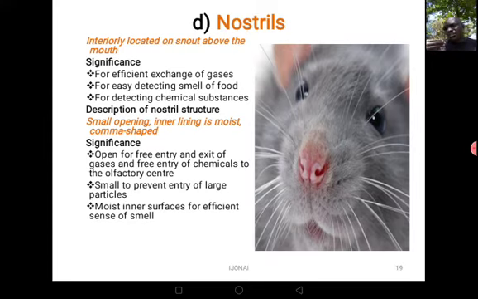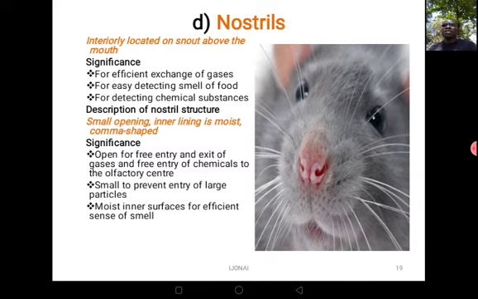Then what is the significance of what we have described? We said that they are small openings. So where are they open? They are open for free entry and exit of gases, free entry and exit of chemicals, and also it has an olfactory function for smell. So that opening enables entry and exit of materials. And then it's moist in the inner surface for efficient sense of smell.